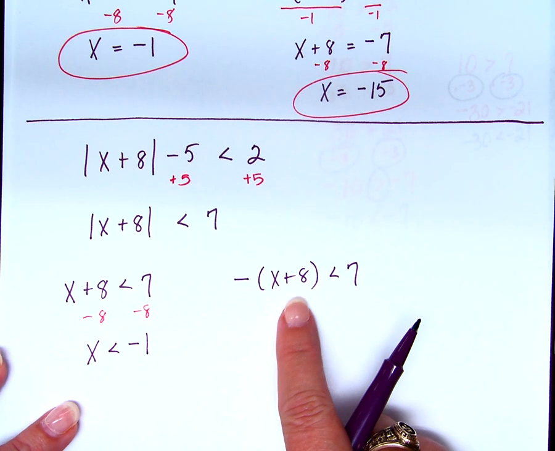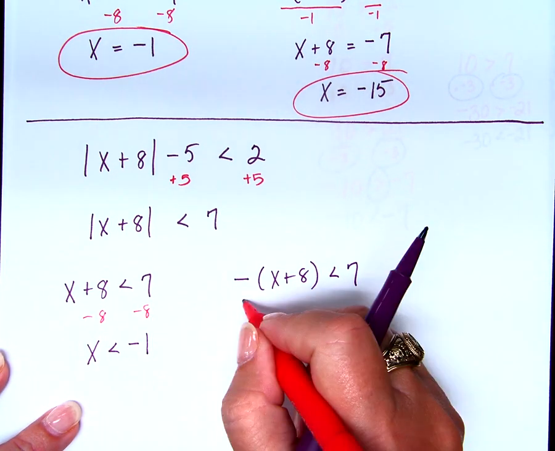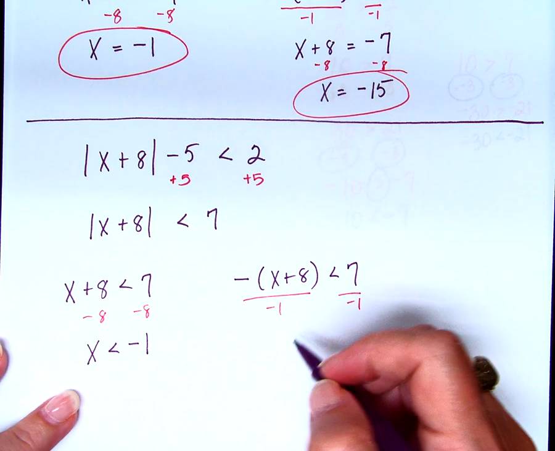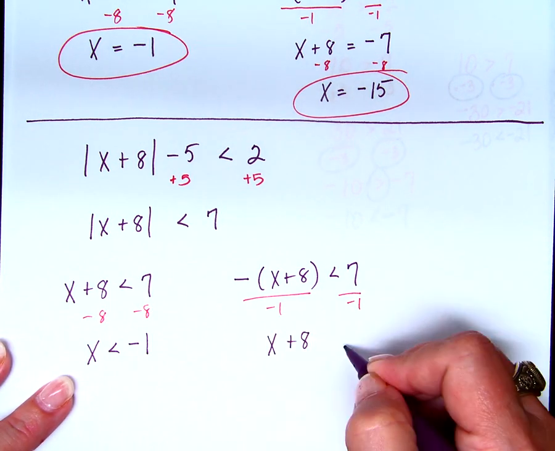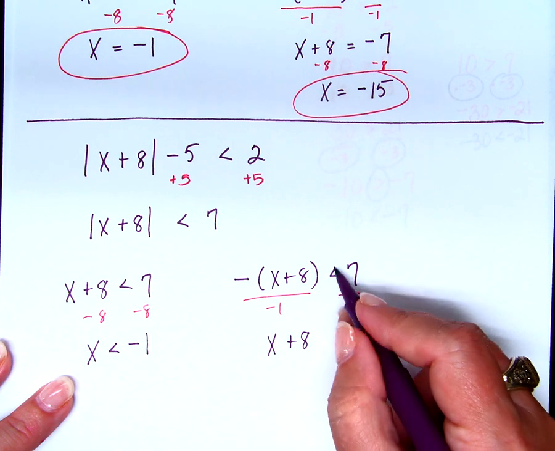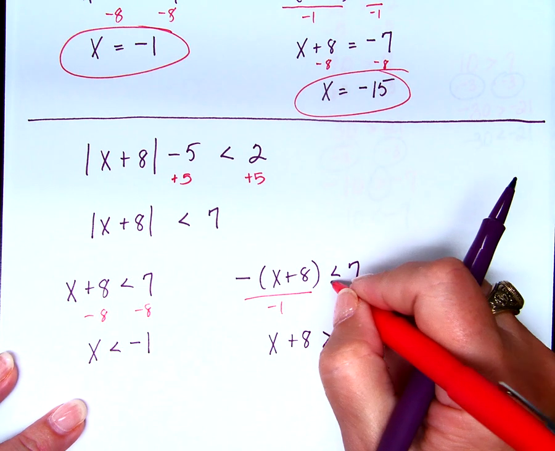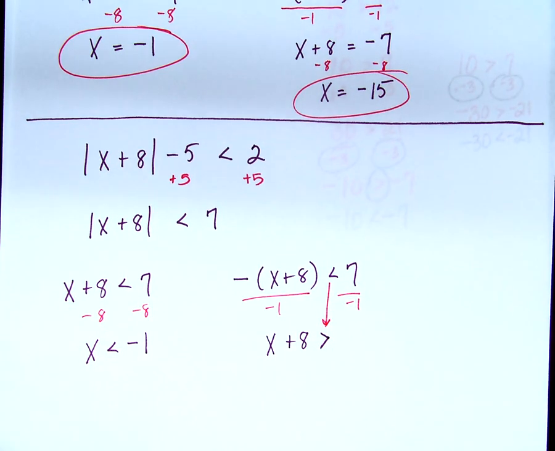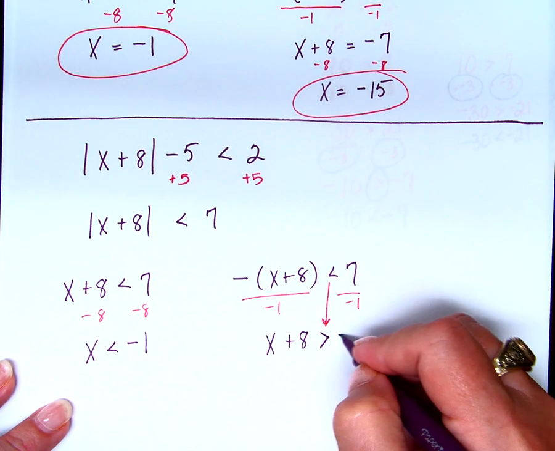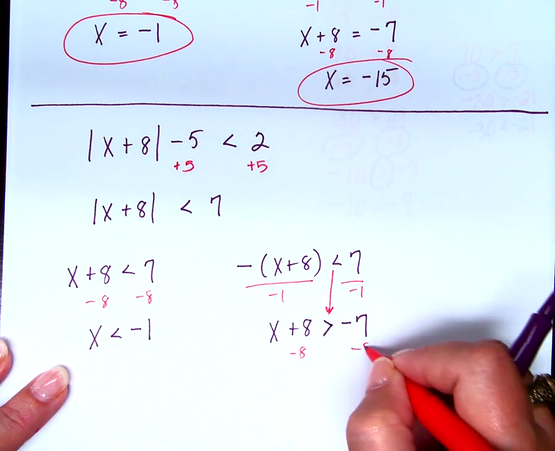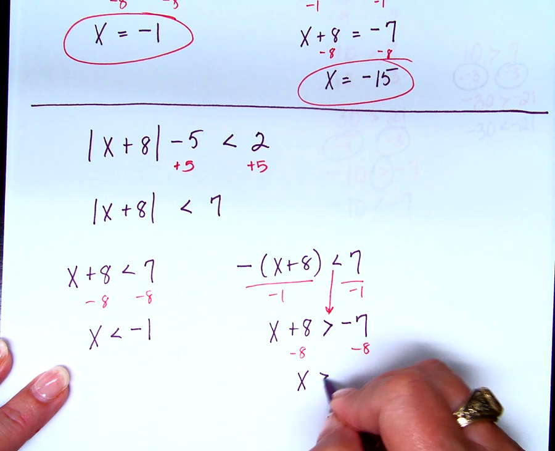What about over here? I need alarm bells going off in your head here, because I just divided by a negative number. So x plus 8. What do I have to do with this? I have to make it greater than. Okay? I have to flip that inequality sign when I divide by a negative number. And then I get negative 7, right? So all that's left to solve is subtract 8. X is greater than negative 15.